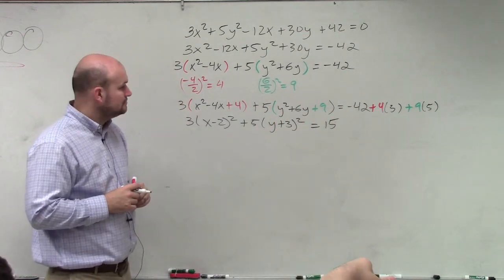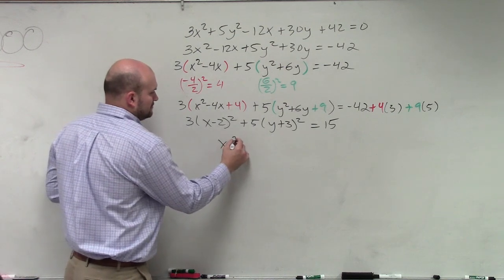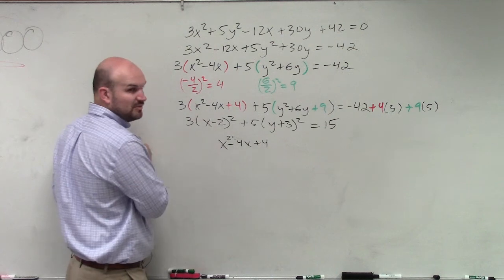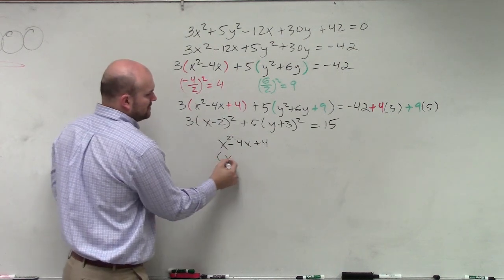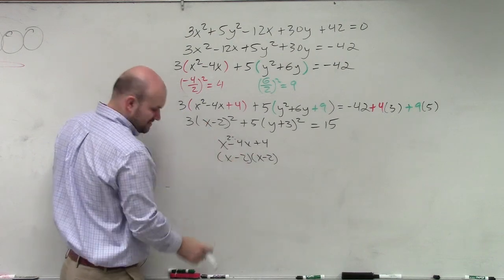Yes? Here? Just factoring. What two numbers multiply to give you 4 and add to give you -4? So it's the same. Since they're the same, we just write it as x minus 2 squared.